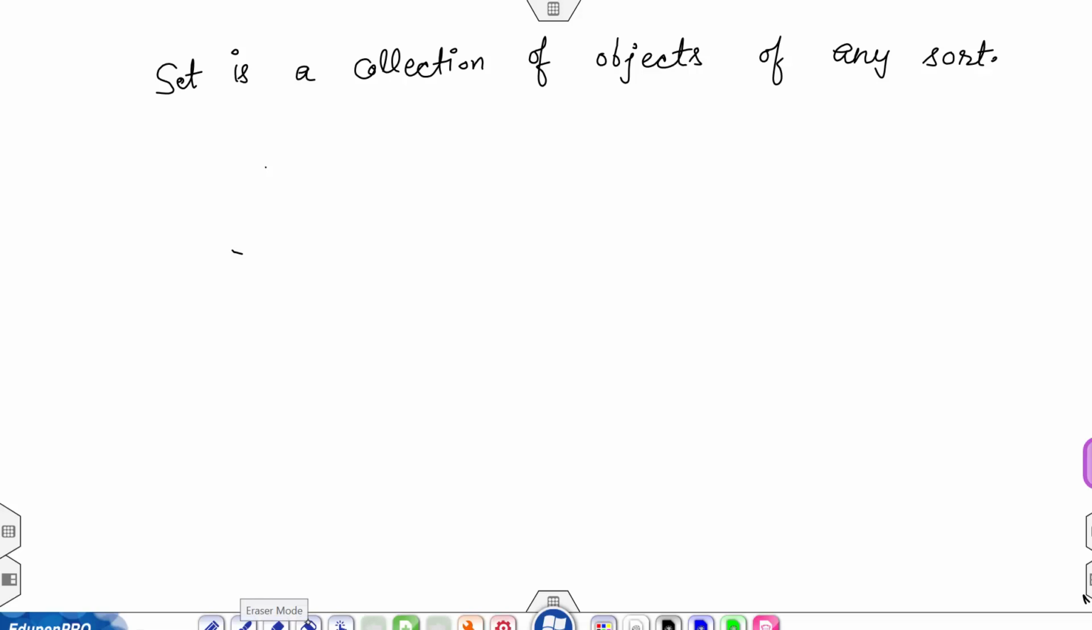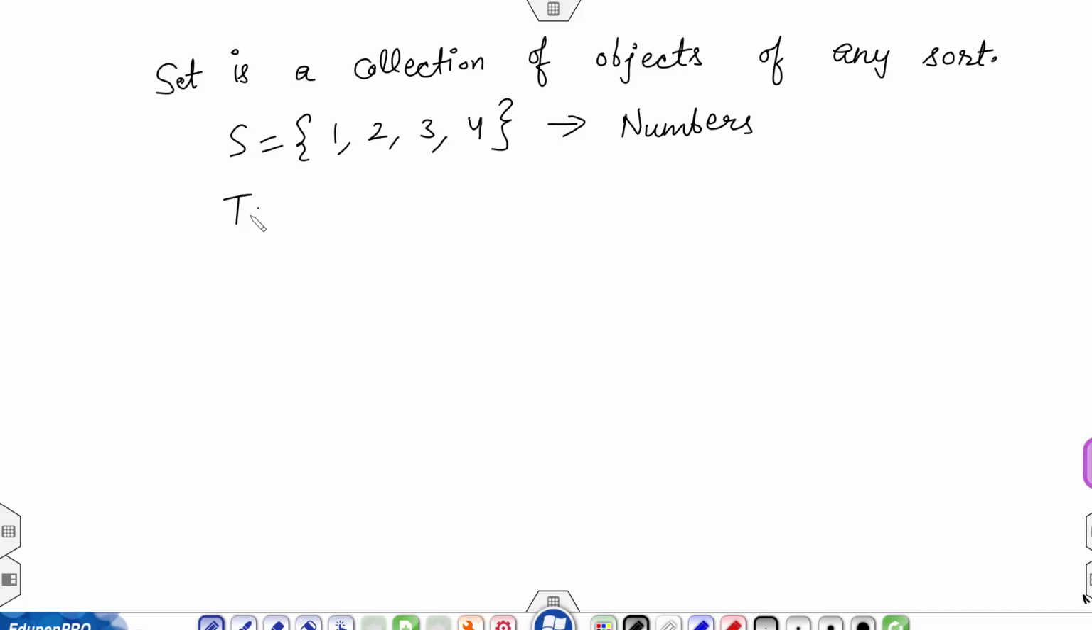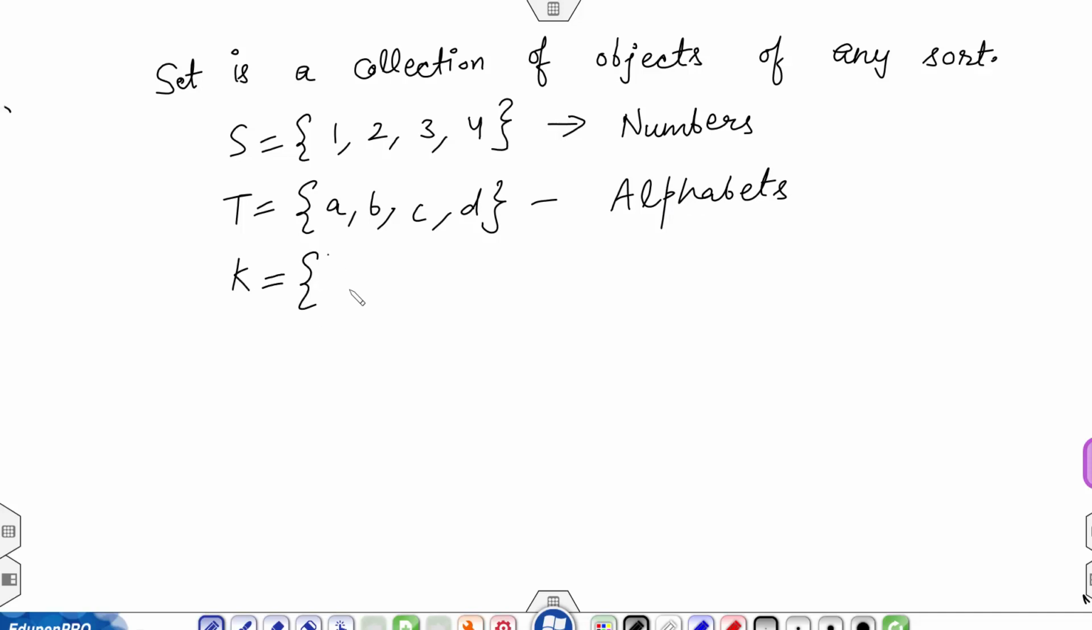What is the meaning of any sort here? Any sort means it is a combination of different types of elements. It may be integers, it may be alphabets, it may be strings. So it always depends on the type. For example, here S is a set. We always denote a set in curly brackets. Now, this is a set of numbers. After that T, it is a set of alphabets. The next set we can call K. Here the first element is a string, the second is a number, and the third one is an alphabet.